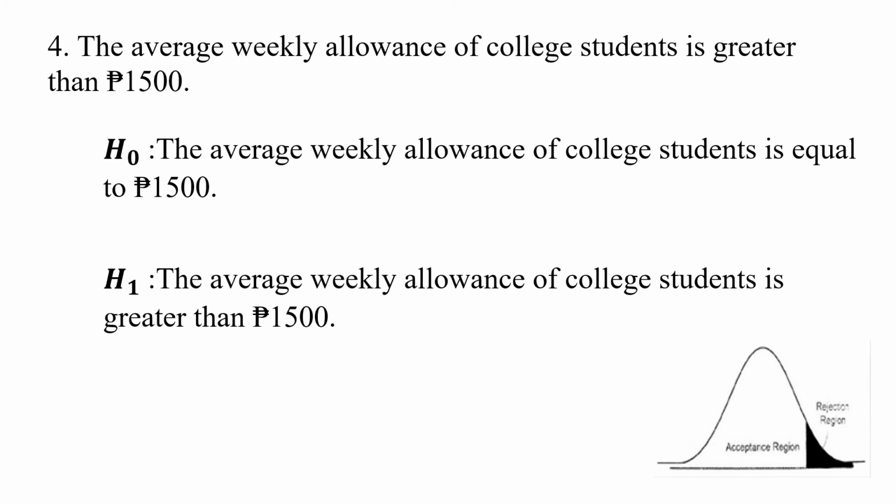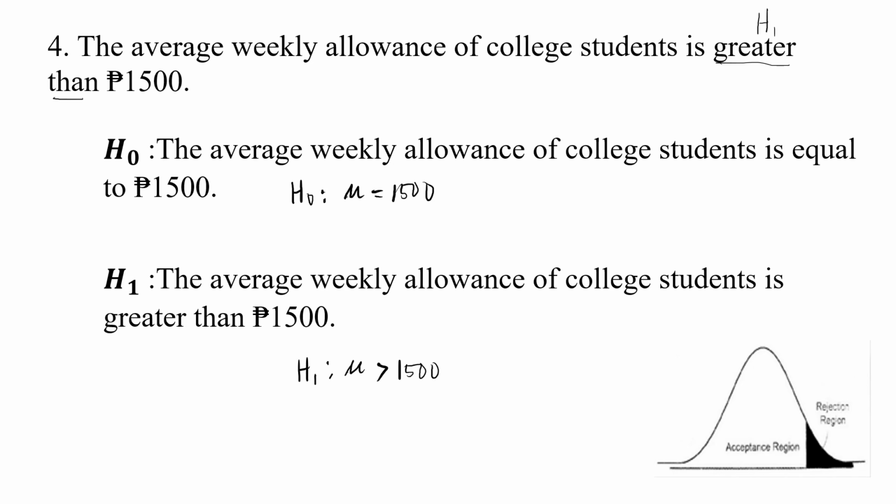Okay, so next example. The average weekly allowance of college students is greater than 1,500. So, sino ulit yung gumagamit ng greater than? That is the alternative hypothesis. So, greater than yung gagamitin natin sign doon kay alternative hypothesis. Okay, now let's state the null hypothesis. Okay. So, mean is equal to 1,500. Then, yung ating alternative hypothesis is mean is greater than 1,500.